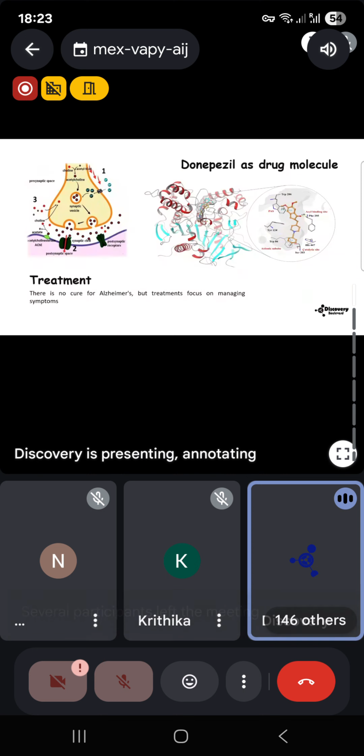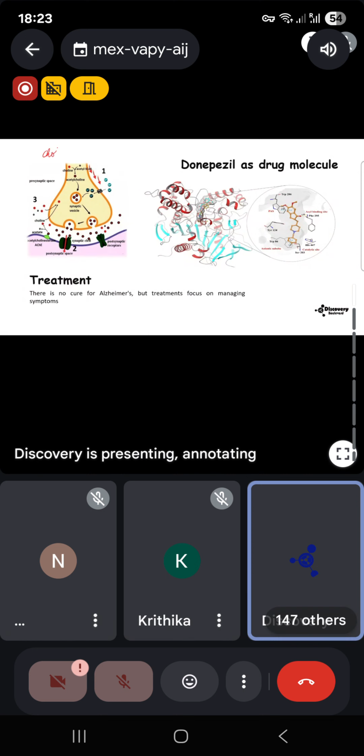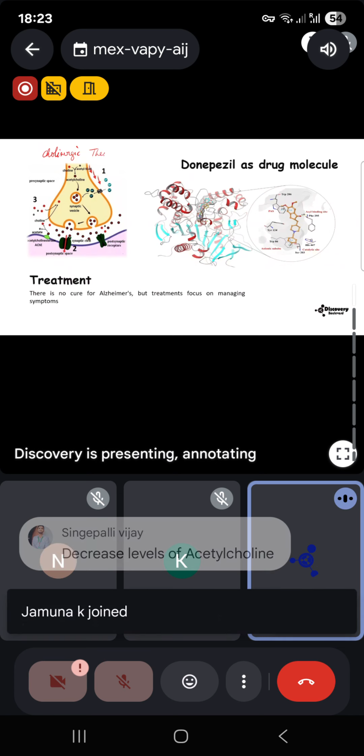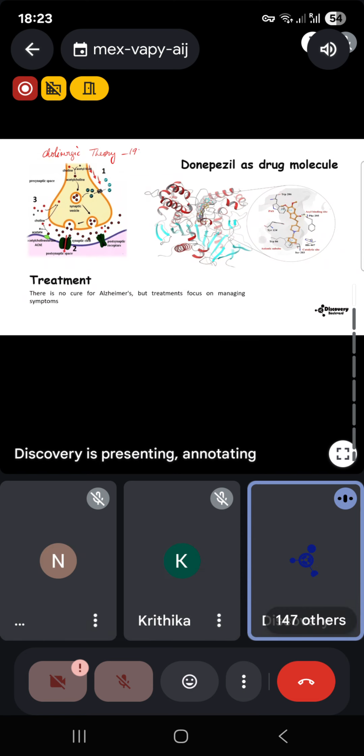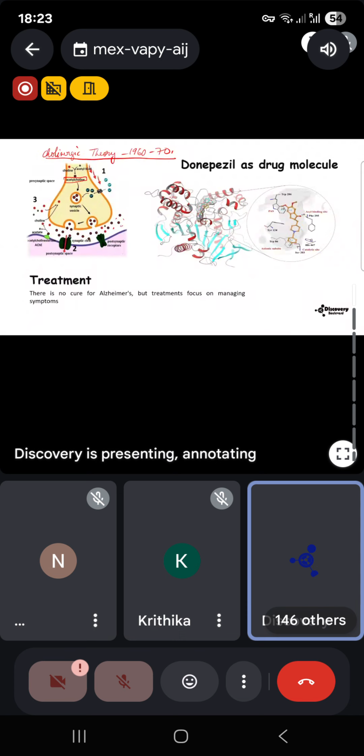So based on this, scientists came up with a theory called the cholinergic theory. This was probably in the 1960s or 70s, something like that. What this cholinergic theory says is that these are the neurotransmitters, mainly acetylcholine, in the brain.